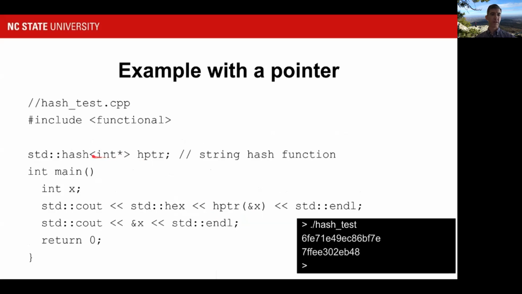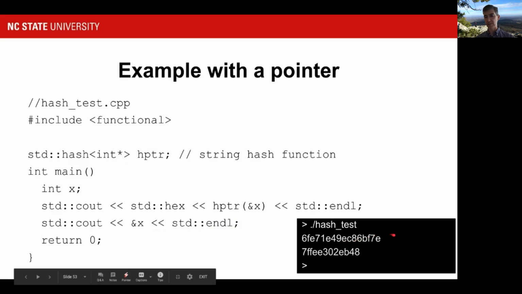Here's another example. Let's say I want a hash table for pointers. Then I would say that what I'm hashing are integer pointers. And then I'm calling this functor hptr. And then what I do is I just declare a variable x, and then I'm going to pass its address into this functor object and have it calculate a hash value for me. And then I'm also going to print out the address of x so that we can compare them.